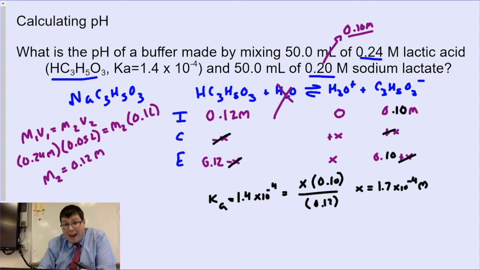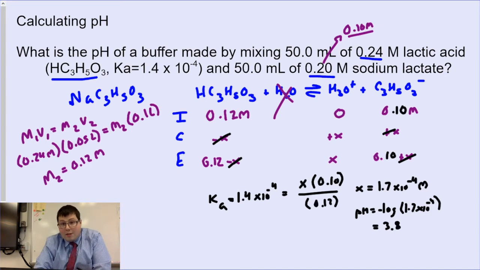Now that's my H plus ion concentration. So to find my pH, I just take the minus log of that number, 1.7 times 10 to the minus 4th, and I get a pH of 3.8. So you notice this is just like the weak acid, weak base calculations we've seen before, but now we have both a weak base and a weak acid in our equation here. Now, fortunately, there's an easy equation that we can use to calculate the pH of a buffer solution, knowing that it's going to be acid and base.